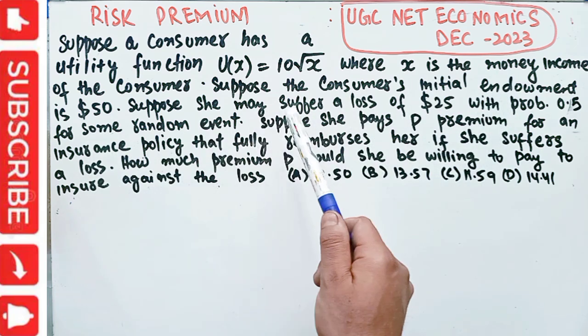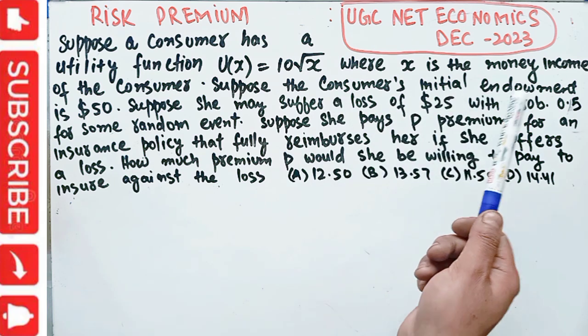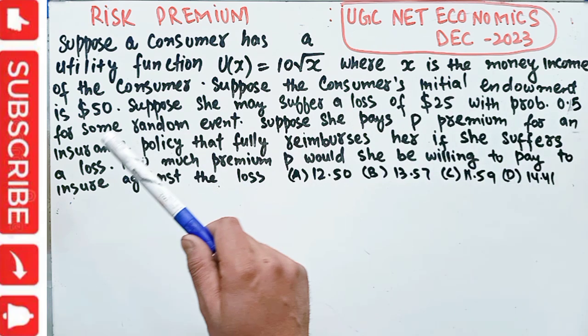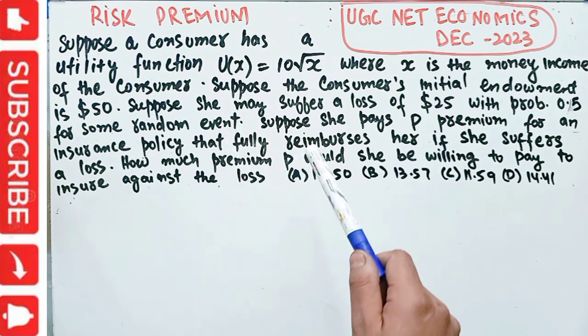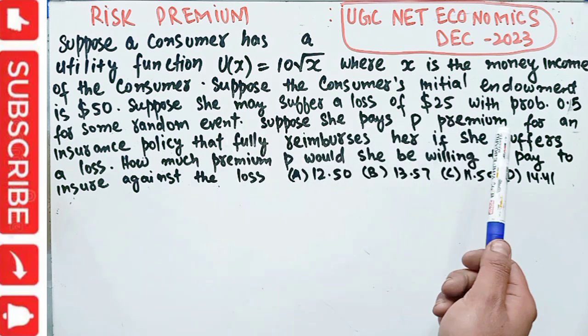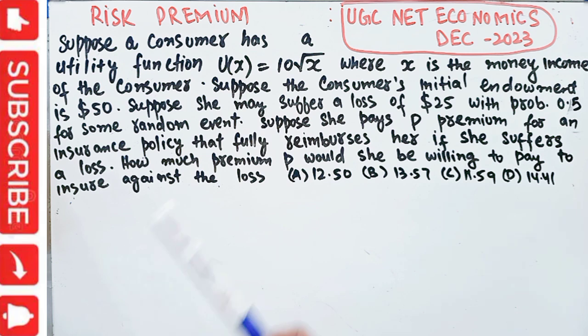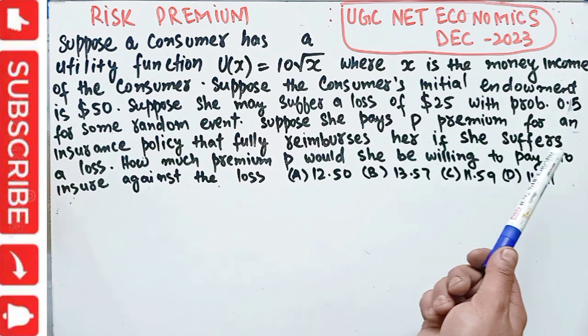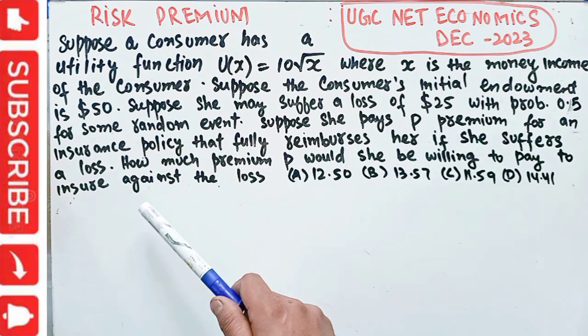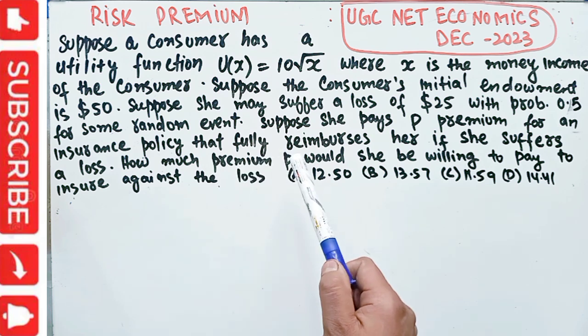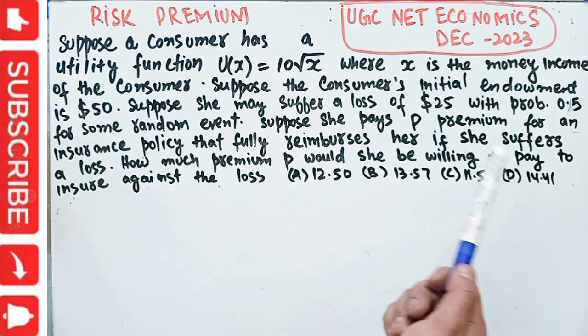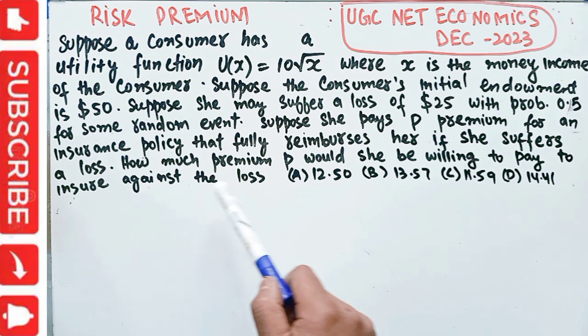Also suppose she may suffer a loss of $25 with probability 0.5 for some random event. Suppose she pays P as a premium for an insurance policy that fully reimburses her if she suffers a loss. We need to find out how much premium, that is P, would she be willing to pay to insure against the loss. Options are being given. We need to find out the correct option.